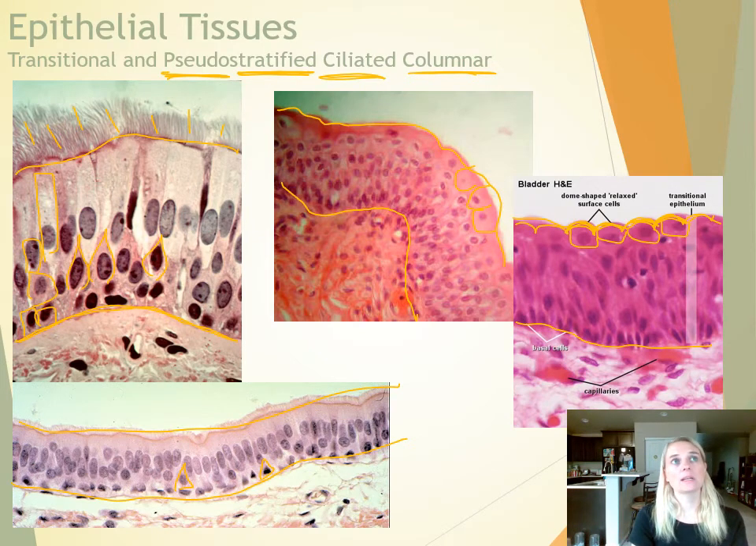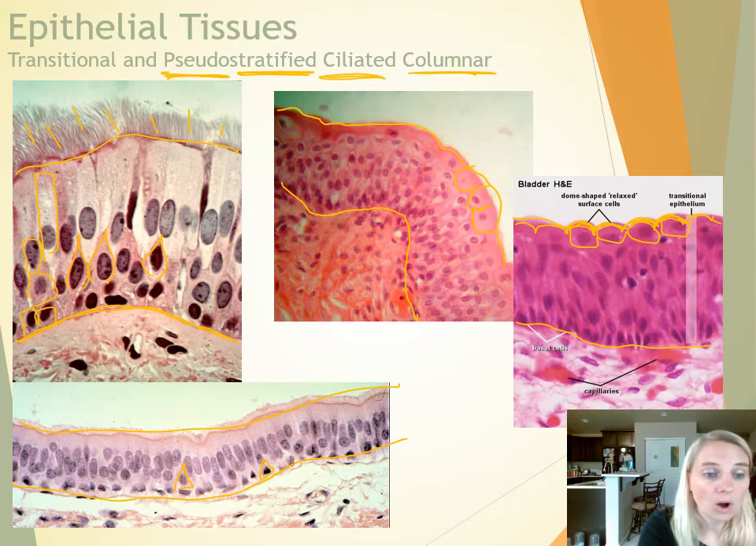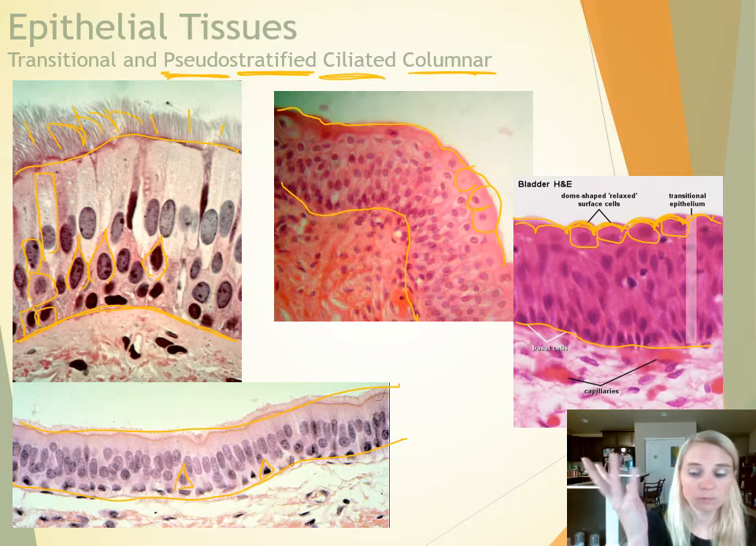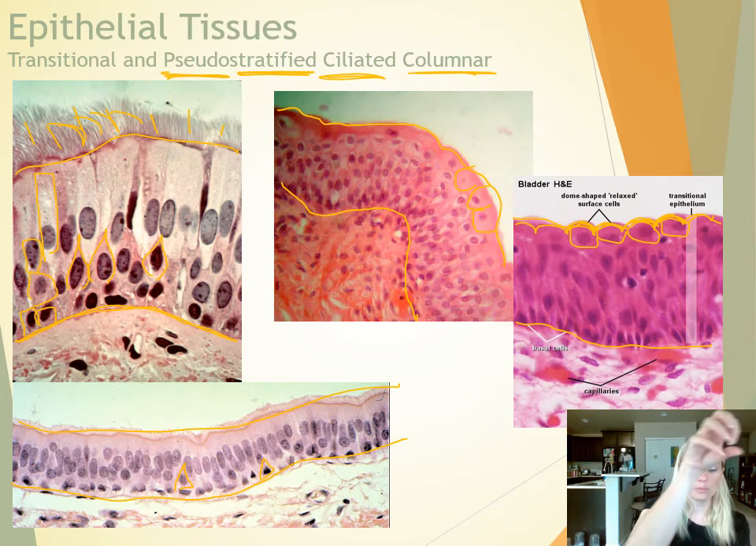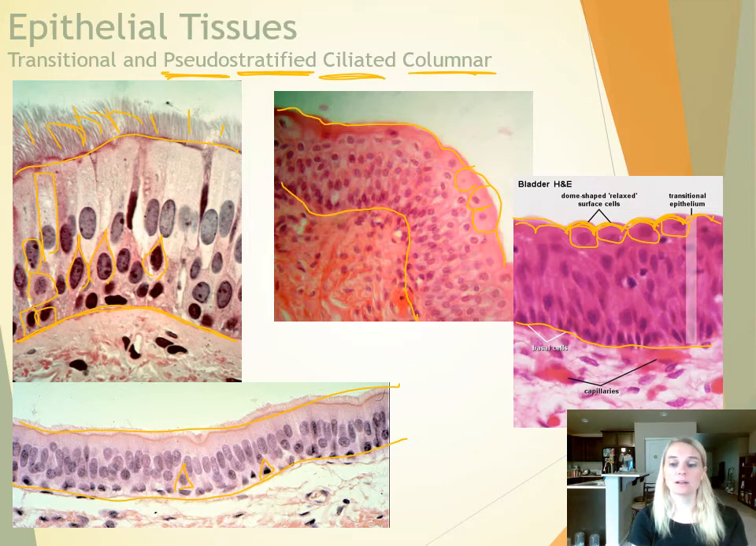This pseudostratified ciliated columnar epithelium is found lining the trachea, some of your upper respiratory passageways. Ciliated tissue is also found in the reproductive tracts, like the epididymis in the male and the uterine tubes in the female, helps to propel, right? So all of these little cilia beat in unison, and the mucus or the egg or the sperm gets propelled along through that tube or space, okay? So that is our transitional and pseudostratified ciliated columnar epithelium.